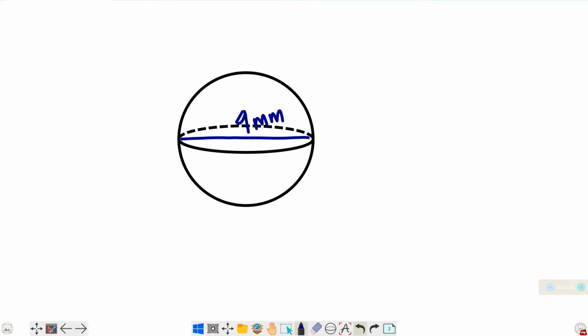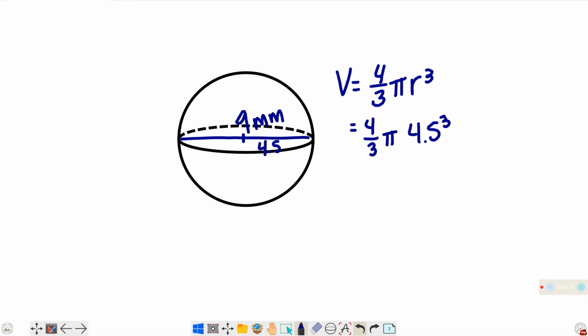In number 2, our diameter is 9. But I need the radius. R stands for radius. So I split that length in half. Halfway across 9 is 4.5. If you're doing this on a calculator, you can type in 9 divided by 2. So in my radius spot, I'm going to put 4.5 cubed, which means I multiply 4.5 times 4.5 times 4.5. It has to happen 3 times.